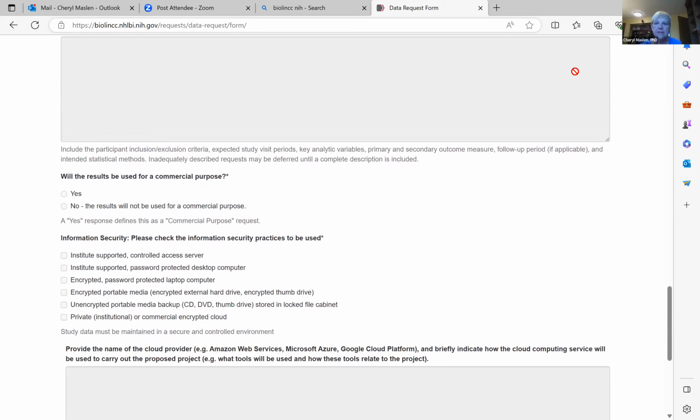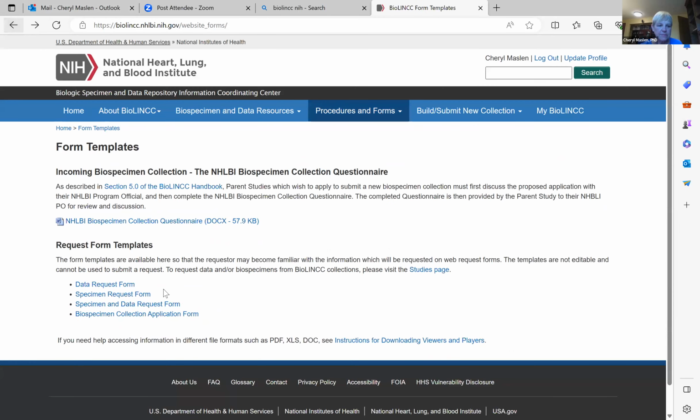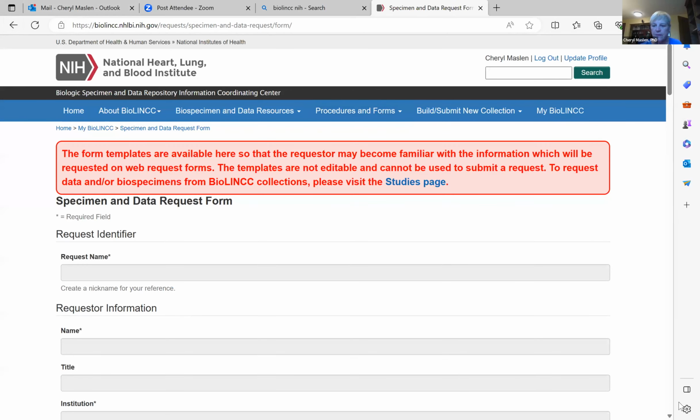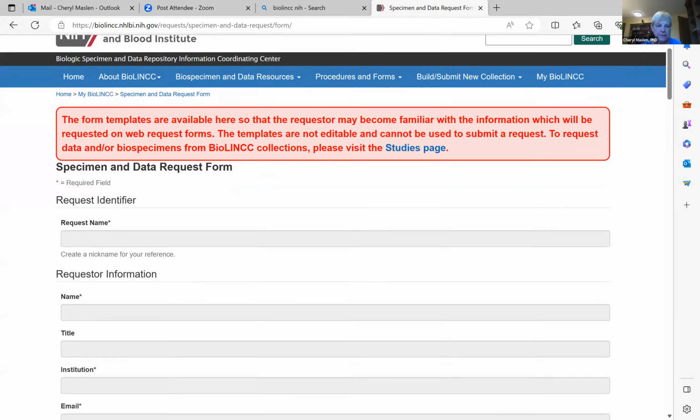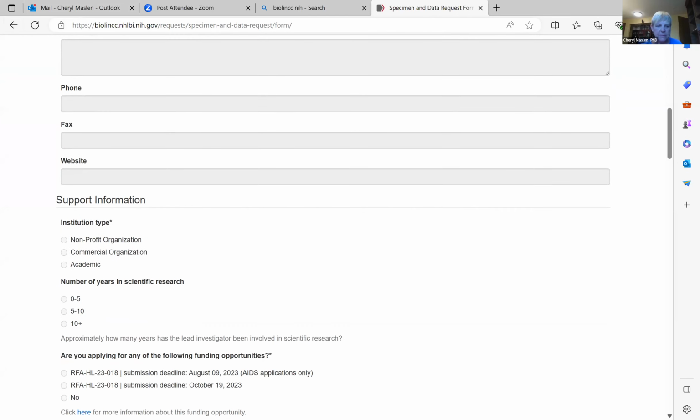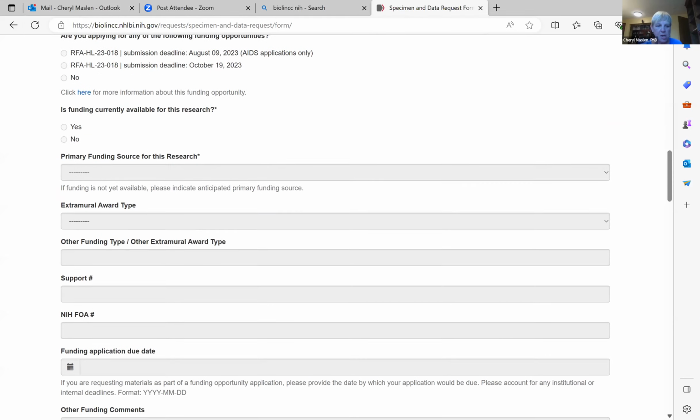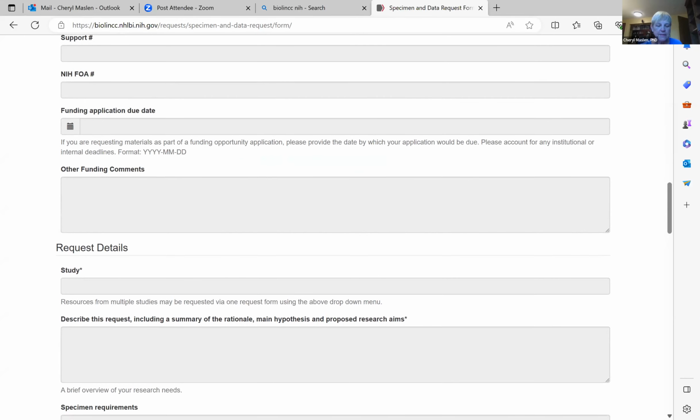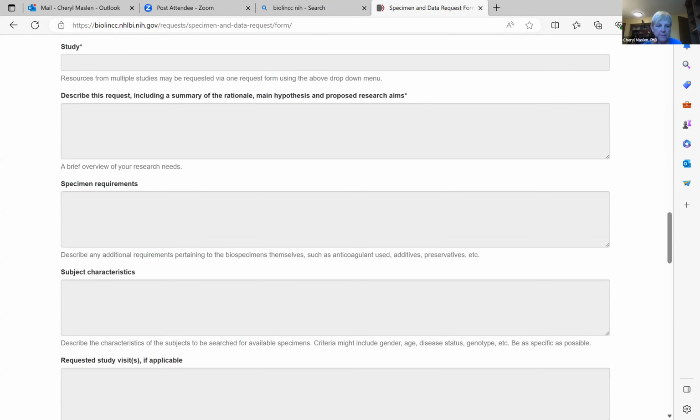So this is the data analysis, but the same is true of the specimen request form, or oftentimes a specimen and data request form. They are very, very similar templates, but you need to use the right one because it has somewhat different information. All of the elements that protect the samples are here.